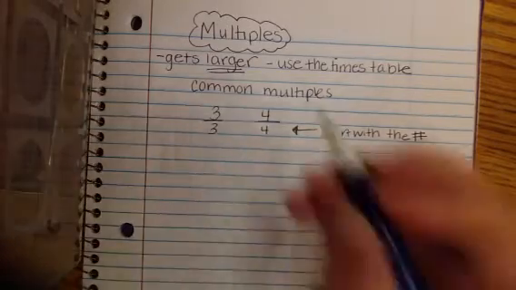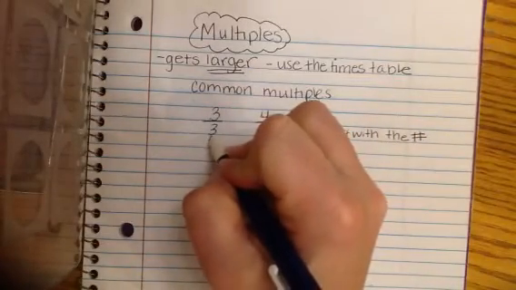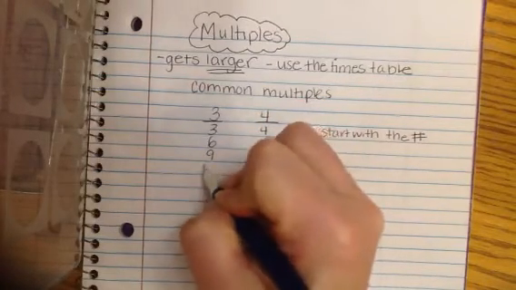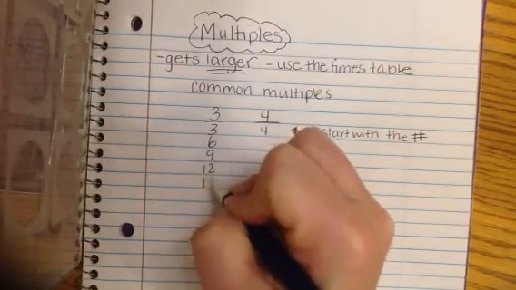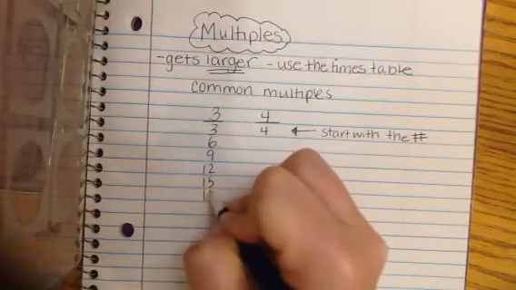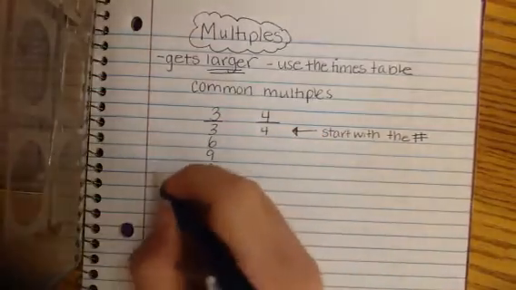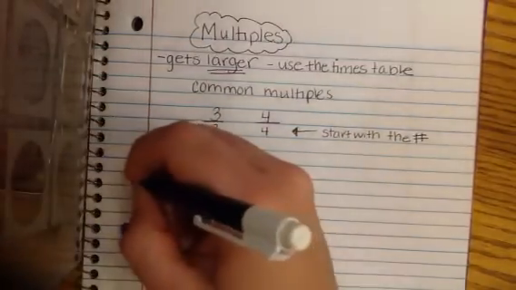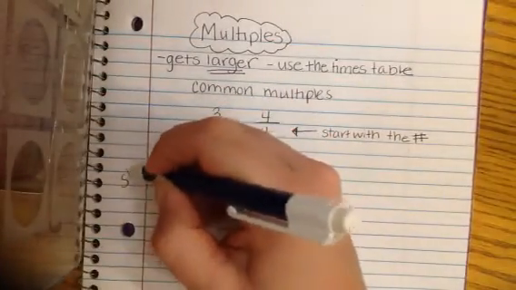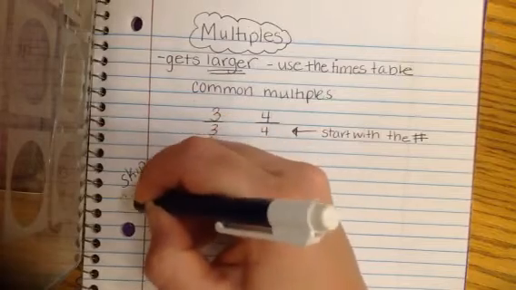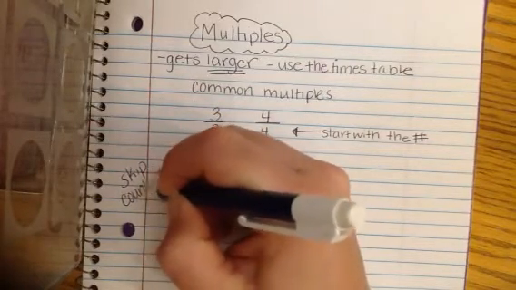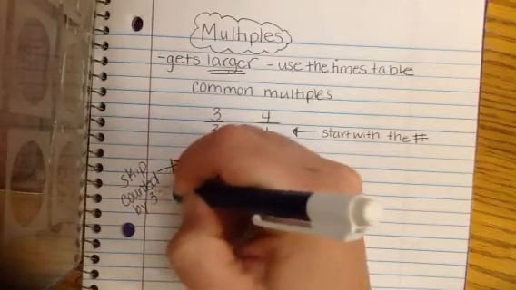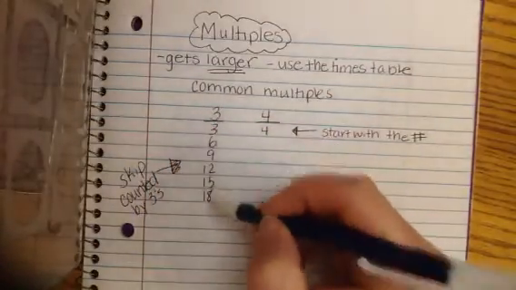So what are the multiples of 3? 3 plus 3 is 6. 3 more is 9, 12, 15, 18. So what did I do? I skip counted by 3s. That's what I did. I skip counted by 3s.